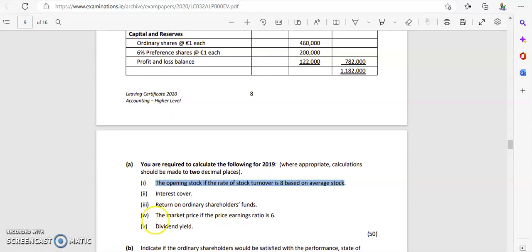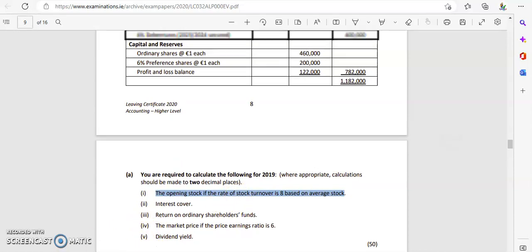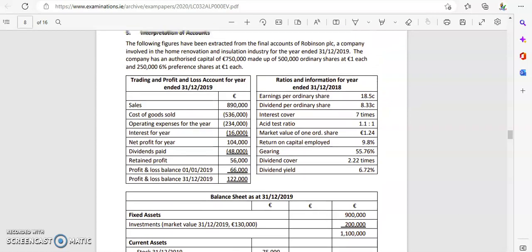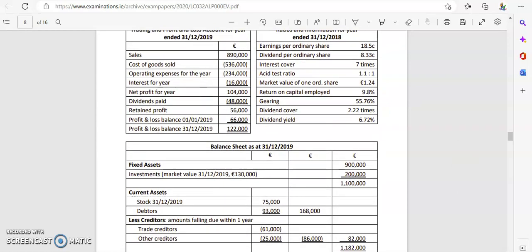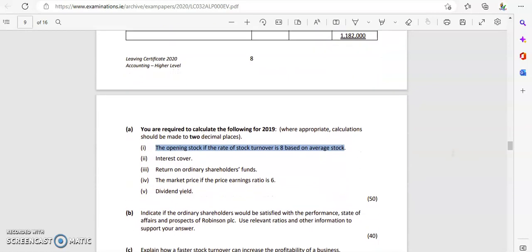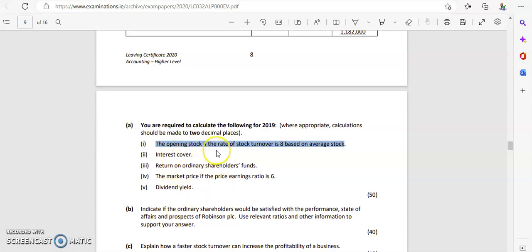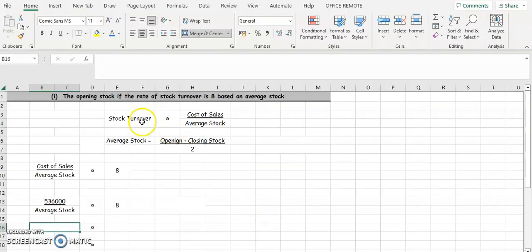Okay, so let's have a look at the first ratio for the 2020 exam paper for Robinson PLC. It's asking us to calculate the opening stock if the rate of stock turnover is 8 based on the average stock. First of all, we need two formulas. The stock turnover is your cost of sales divided by your average stock, and the second one is your average stock, which is equal to your opening plus your closing stock.